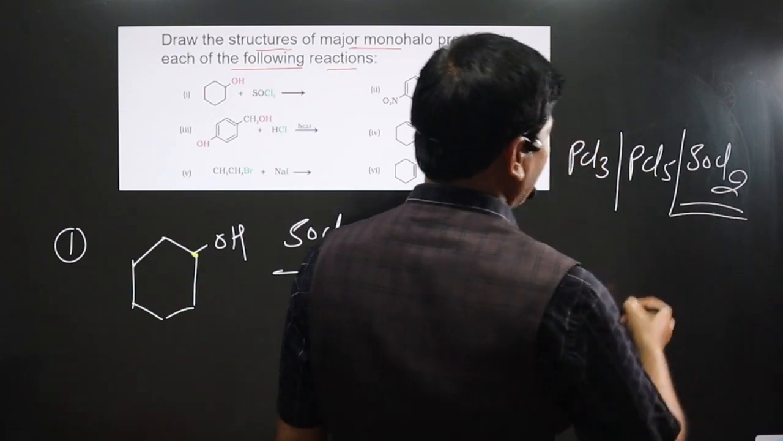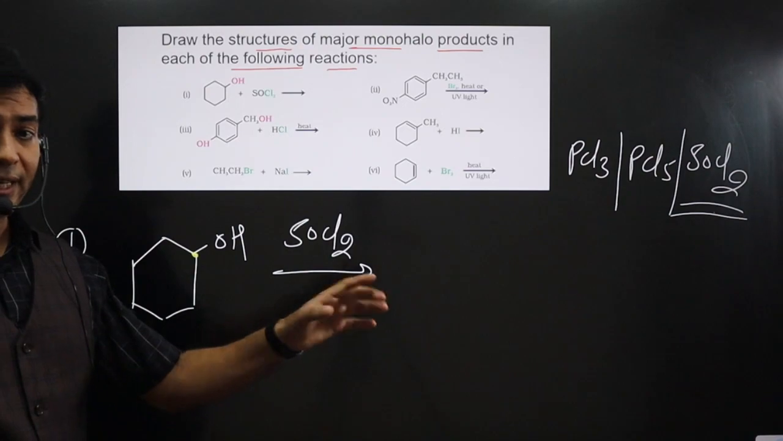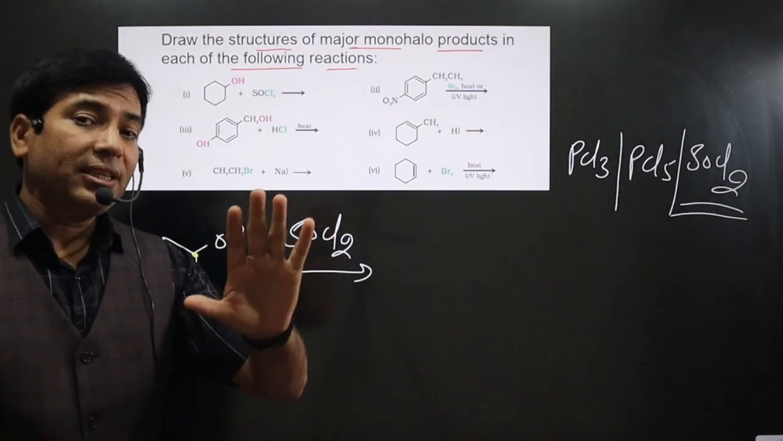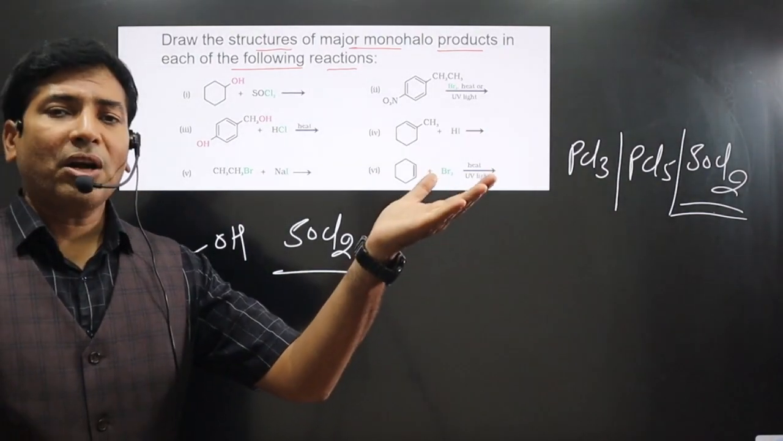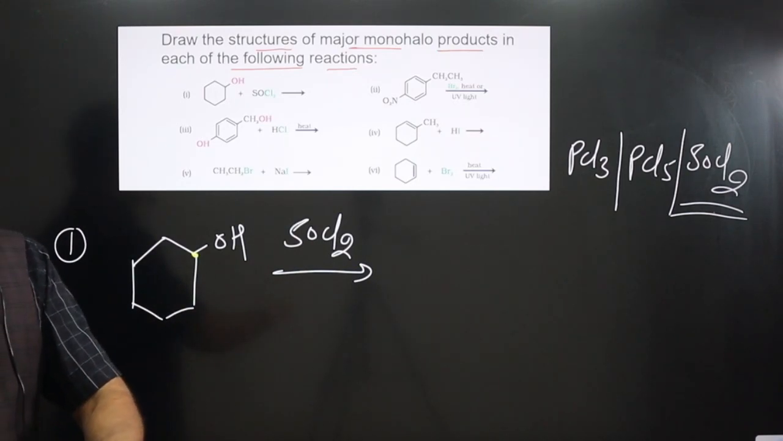Obviously SOCl2 is considered one of the most preferred halogenating agents, because when the reaction completes, the byproducts are in the gaseous state and these gases will escape automatically, leaving behind the main product.